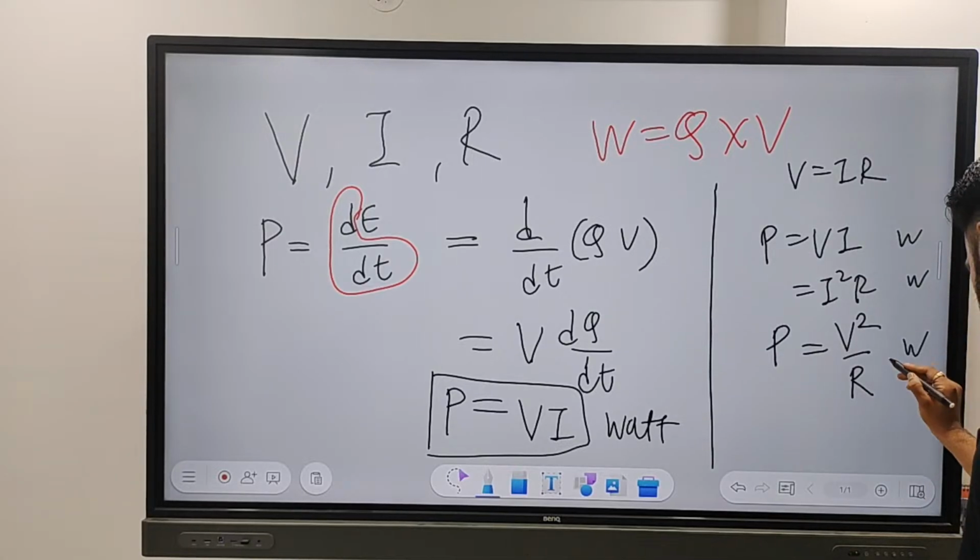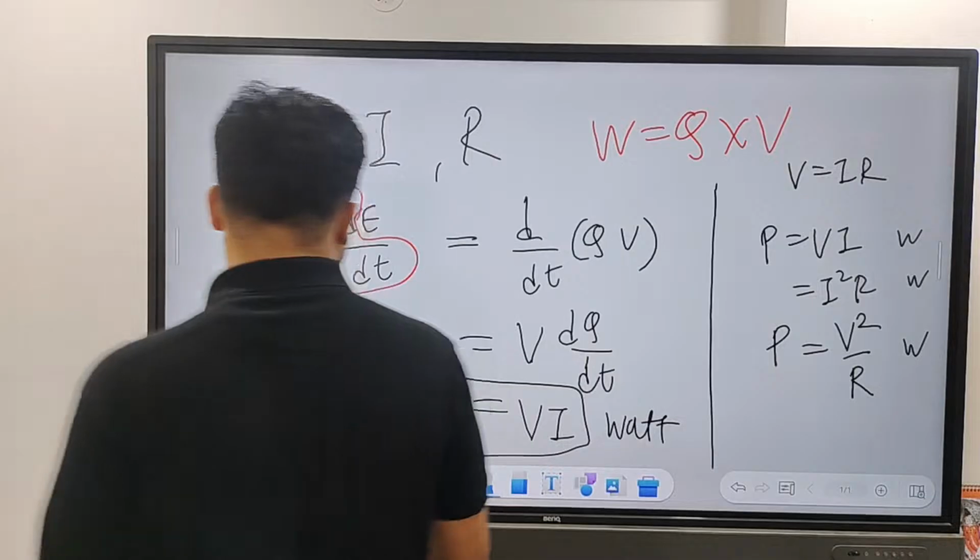Watt. So there are three possible equations of power. Understood? There are three possible equations of power. बहुत ही easy करके आपके तरफ मैं शेयर कर रहा हूँ.